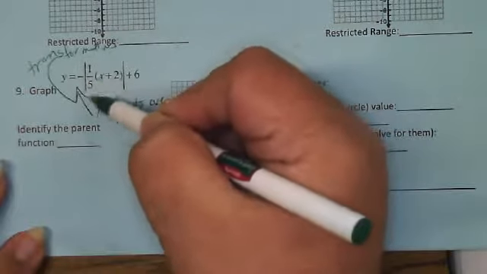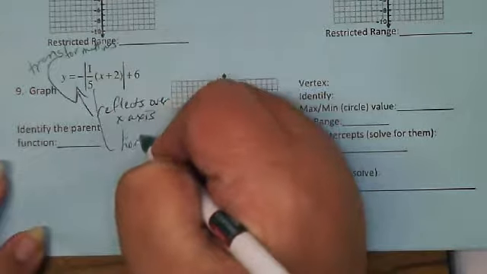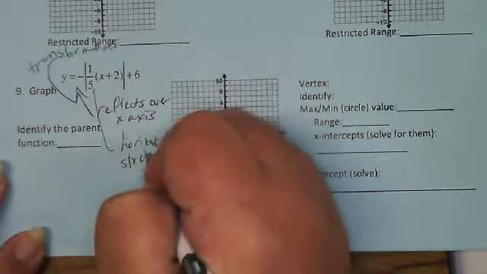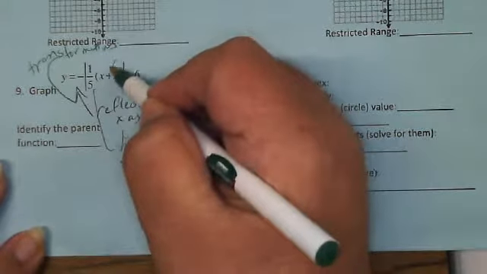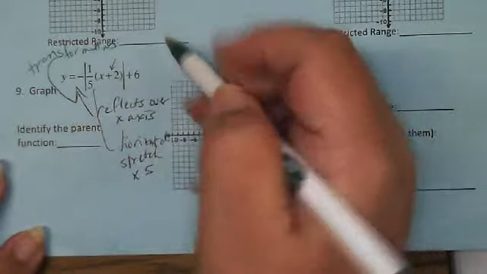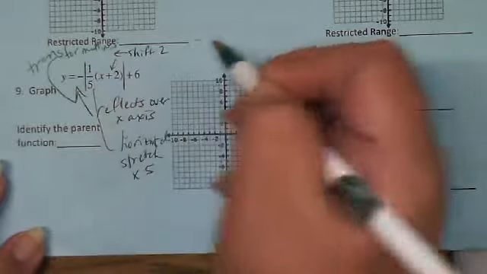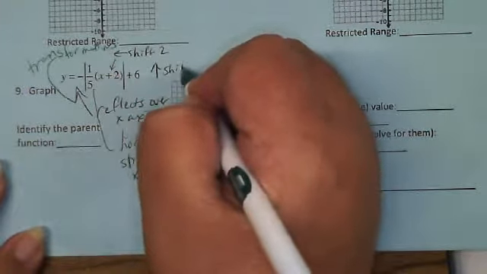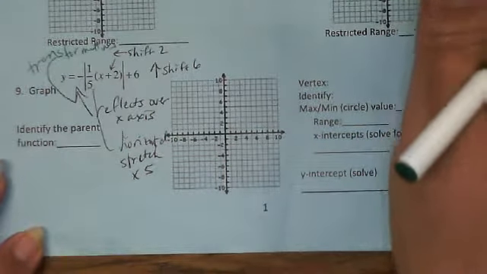On the inside, you have a 1/5. That is a horizontal stretch by 5. On the inside, you also have a +2, which does not mean we went to the right, it means we shifted to the left 2. And the +6 means you're going to shift up 6. That's it for this front page. Let's turn to the next page.